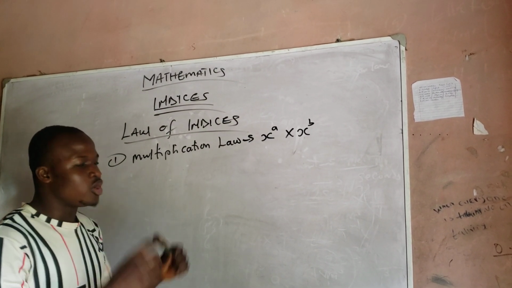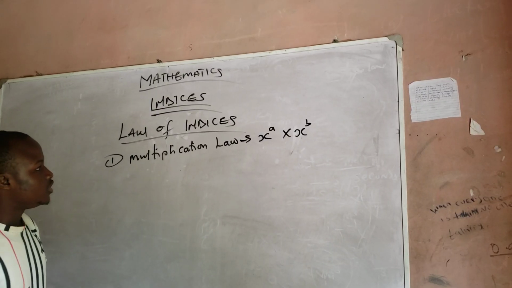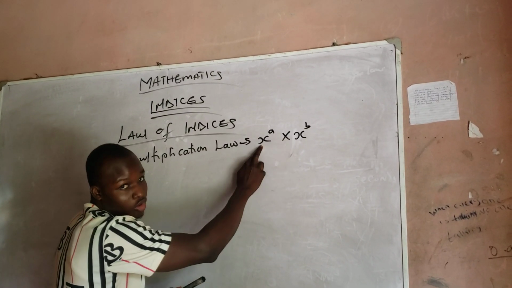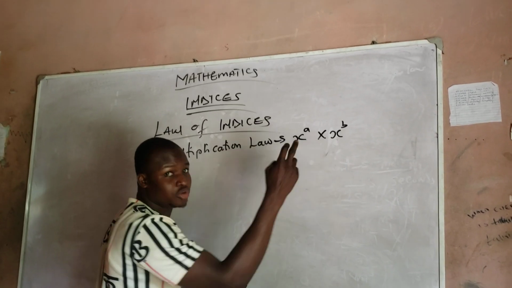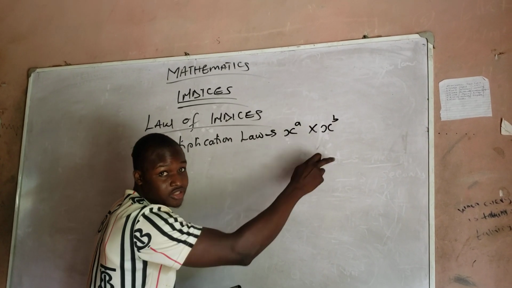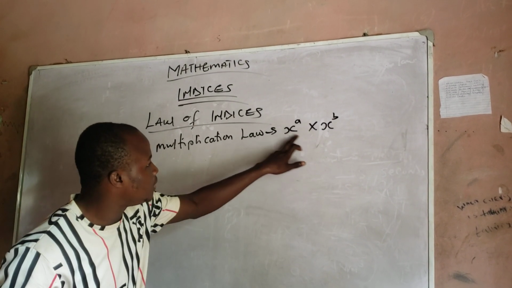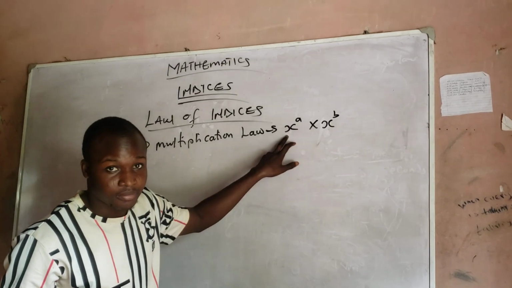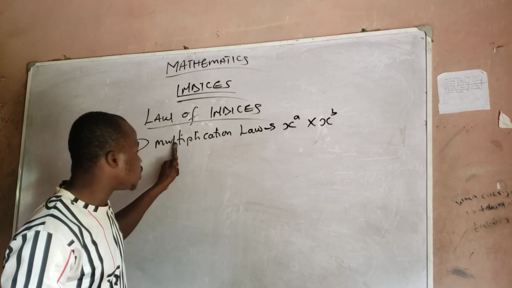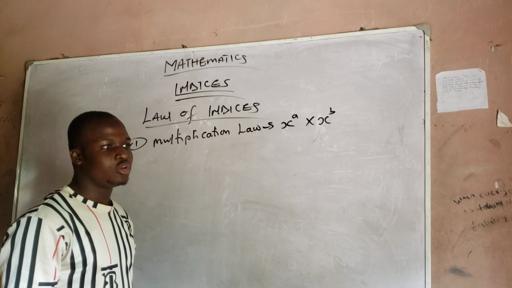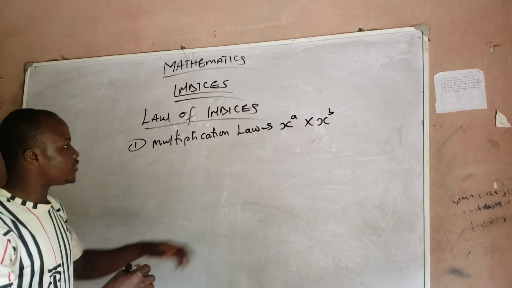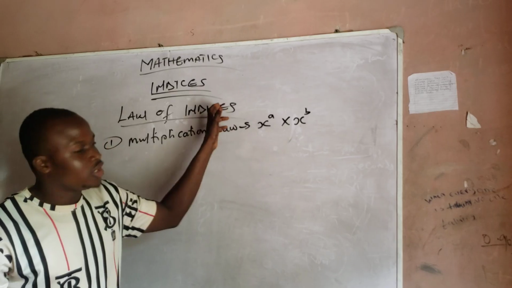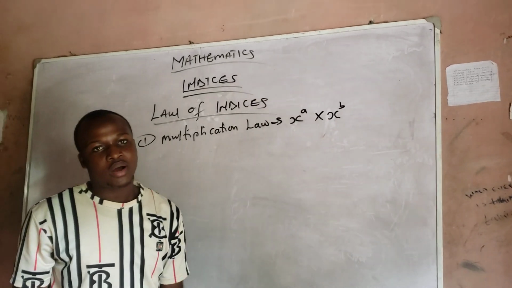Look at this. X raised to power a times x raised to power b. Now, when you want to apply the multiplication law of indices, you look at the base. Are they equal? Are they the same? The base is the same, x. Even though their power is what? Different. Don't look at the power. Check the base. If the base is the same, you are going to apply the multiplication law of indices. And what does the law teach us? The law says that whenever we have equal base multiplying each other, you add the power.